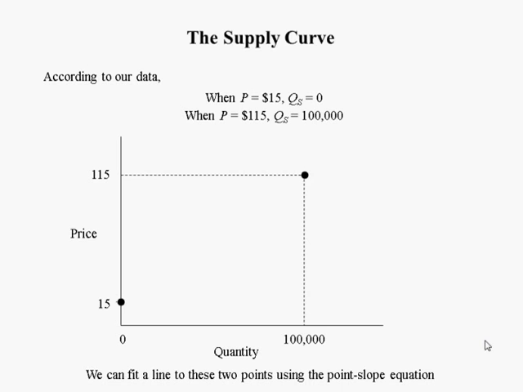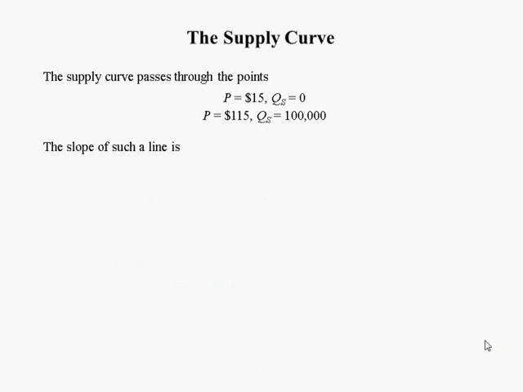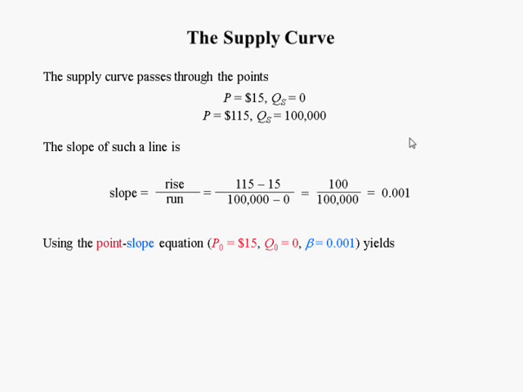We're going to fit a supply curve to these 2 points using the point slope equation. The slope of this line is the rise over run. When the price was 115, the quantity supplied is 100,000. When the price is 15, the quantity supplied is 0. So the rise is $100. The run is 100,000 barrels of crude oil. So the slope is 0.001.